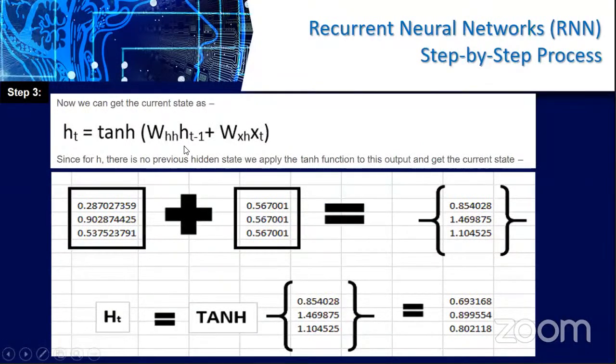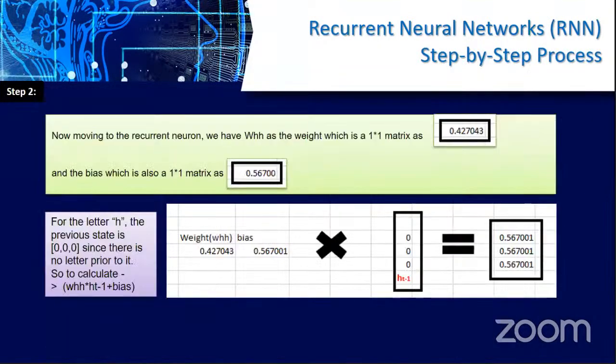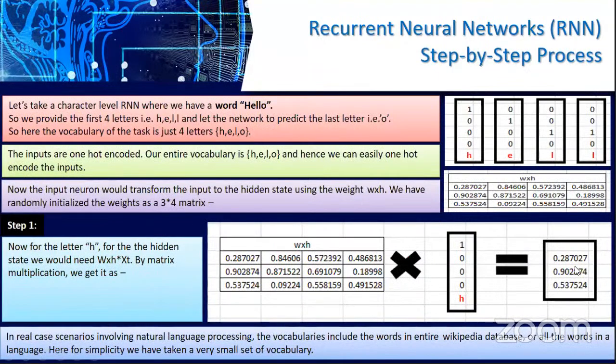So now the next step forward would be to apply this equation, because we have got two values, right? The first set of values that we have got is with respect to the given input character, which is 0.287027, 0.902874, 0.5375624.